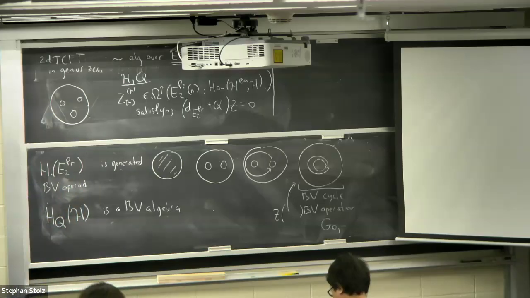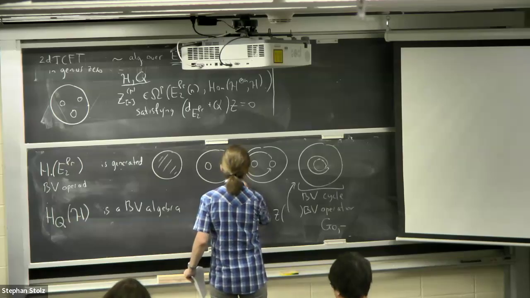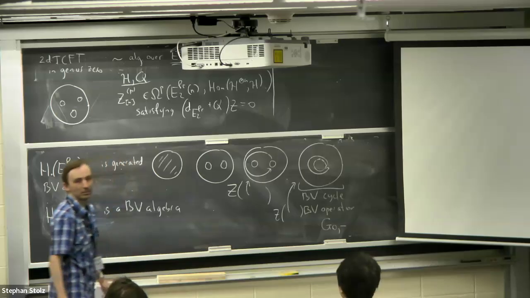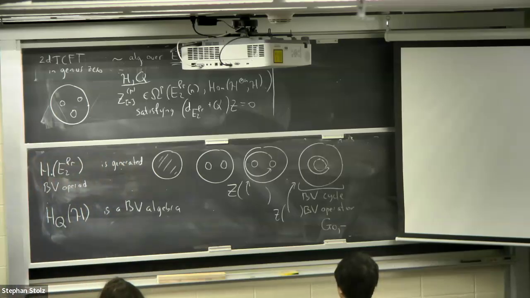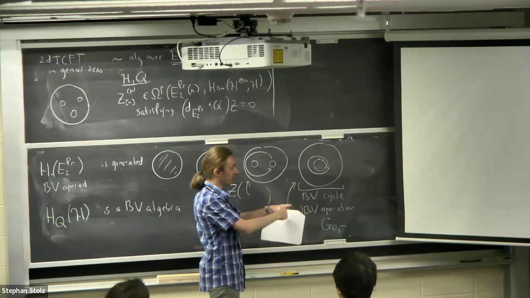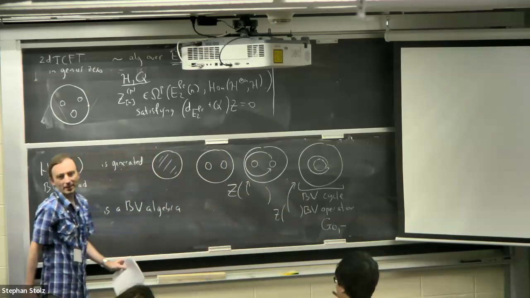So could you explain how we get the Poisson bracket from the third picture? Yes, so the Poisson bracket is the evaluation of Z on this cycle. Yeah, but I don't know what that means. Right. So this cycle means that one field is making a full circle around the other.